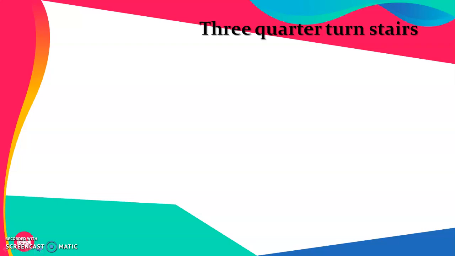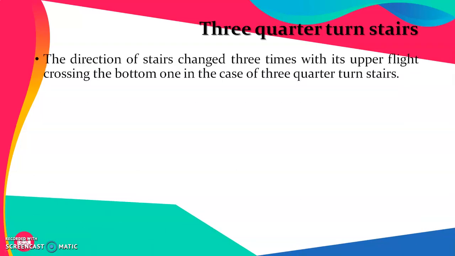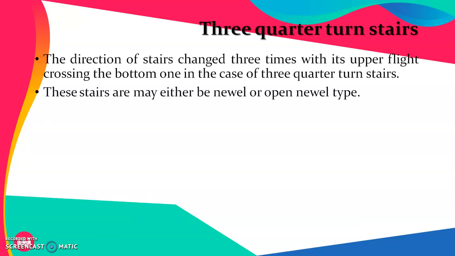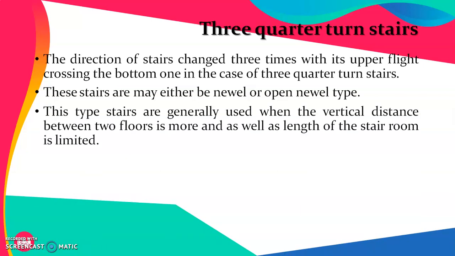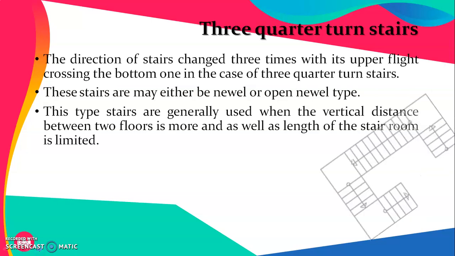Next is the 3/4 turn stair. The direction of the stairs changes 3 times, with its upper flight crossing the bottom one in case of 3/4 turn stairs. These stairs may either be newel or open newel type. This type of stairs is generally used when the vertical distance between two floors is quite high, like in the case of public buildings, as well as when the length of the stair room is limited.